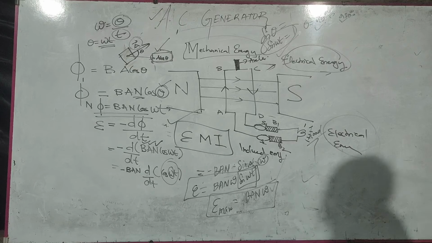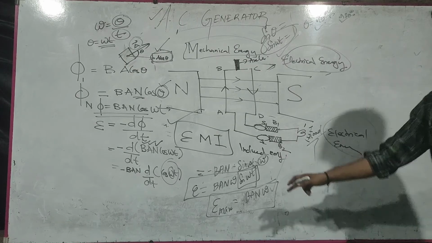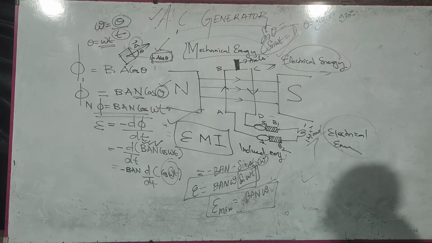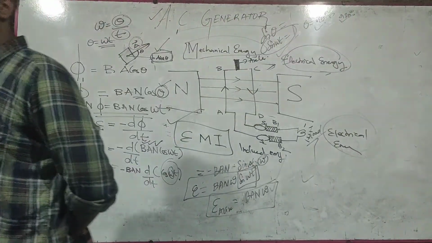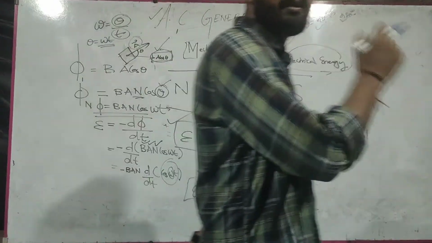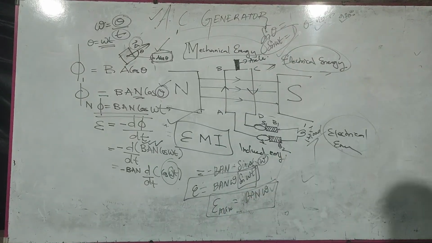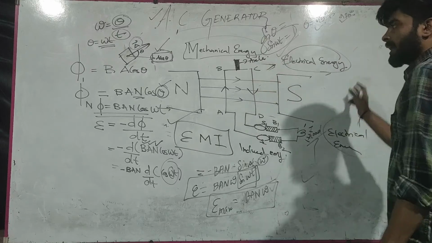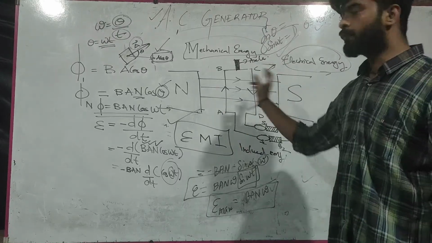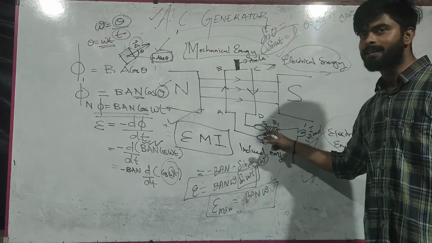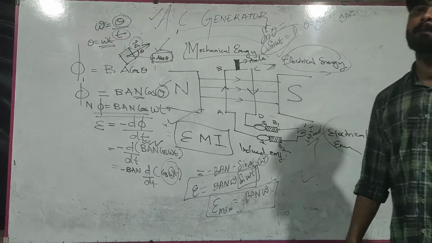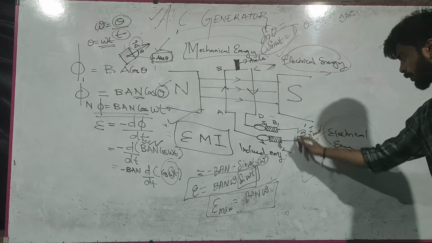And what is B? B is the magnetic field. A is the area, N is the number of turns, and omega is the angular frequency. Clear? So this is what you have to learn about the AC generator. An AC generator converts mechanical energy into electrical energy. You need two field magnets, an armature coil connected to two slip rings, and the slip rings are connected to carbon brushes, which are then connected to a load.